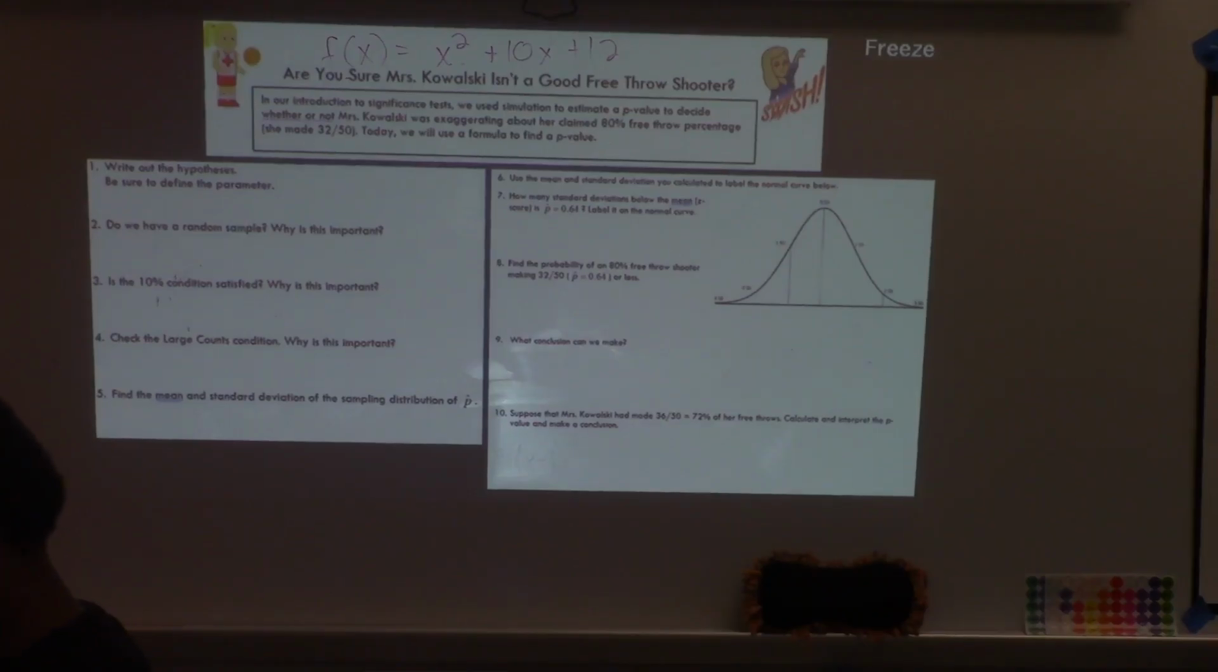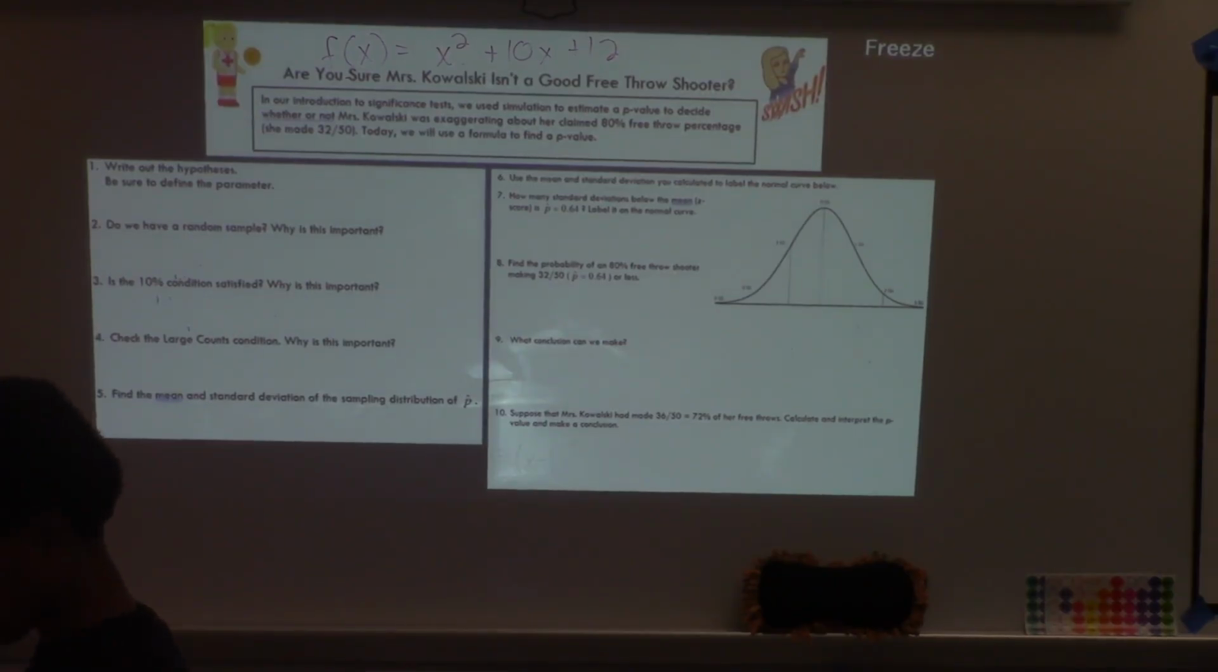It's going to be p times 1 minus p. How do we calculate the mean and p hat? Mean is p hat. p hat is equal to p. 32 divided by 50. p hat is 0.8.